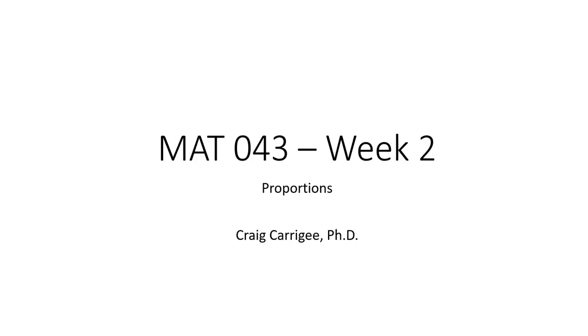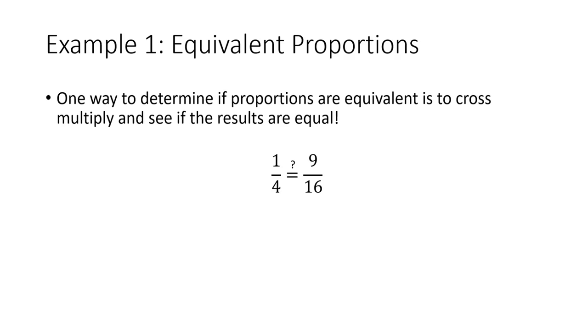Welcome back, everyone. In this lesson we're going to talk about proportions, how to determine if they're equal, and then how to find missing parts of proportions. One way to determine if proportions are equal is to cross-multiply and see if the results are equal. By cross-multiply, I mean multiply across the equal sign in this way. So 1 times 16, we want to know if that's equal to 9 times 4. And 16 is not equal to 36.